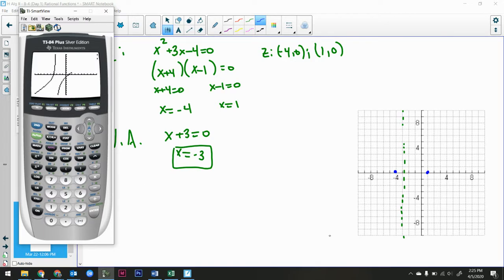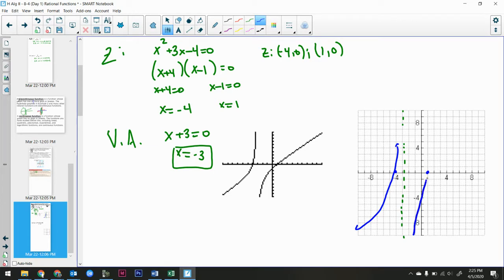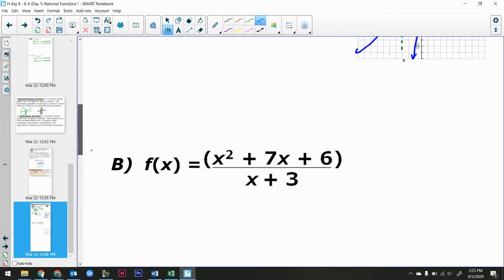Okay, it looks like it's diving up here and then around there. Okay, so I'm just going to copy this screen here. So to sketch it onto my paper, looks like it's going to go up in through here and then down and bend here. Okay, there you have it. All right, let's do one more.